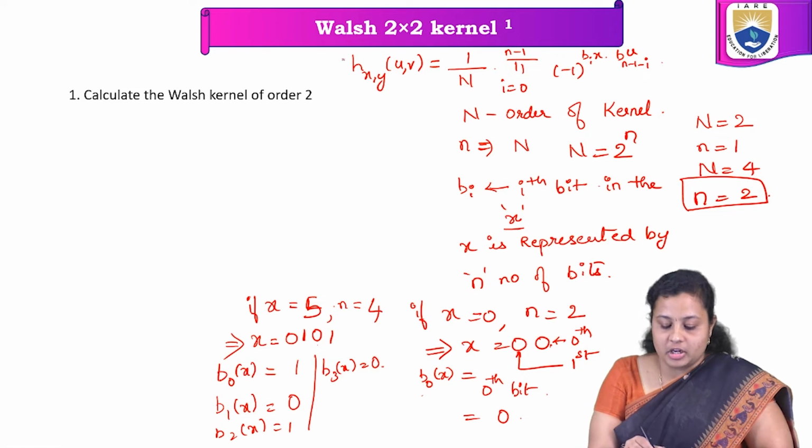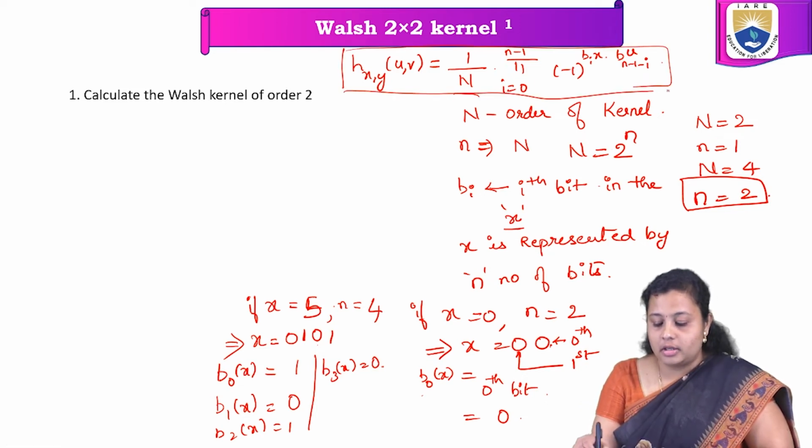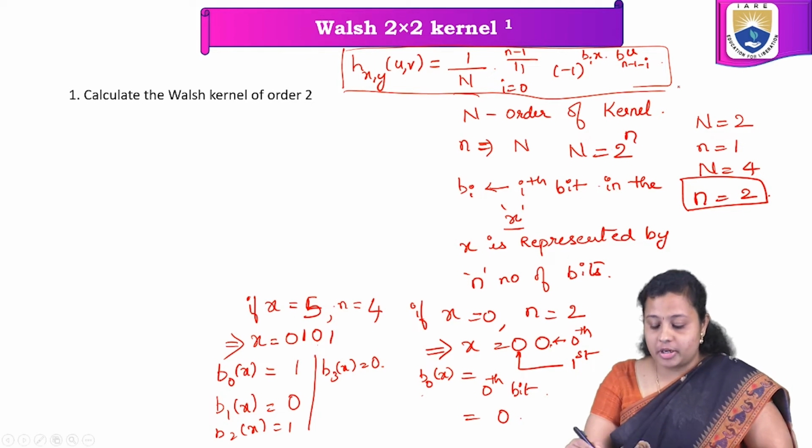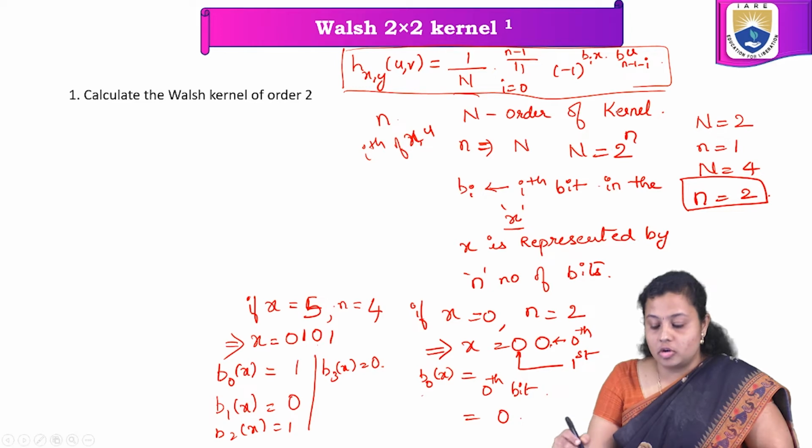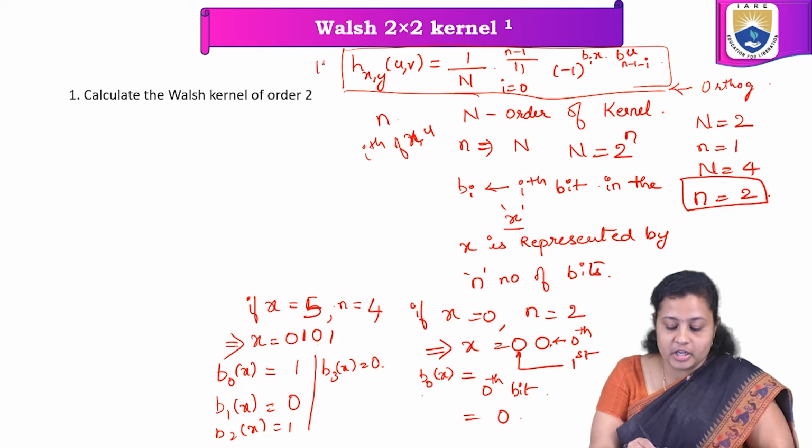So if we observe here, Walsh and Hadamard equations are dependent upon the number of bits, that is small n, and the ith bit representation of x and u values. So it is a non-sinusoidal transform function, as well as an orthogonal function. This is the 1D function.